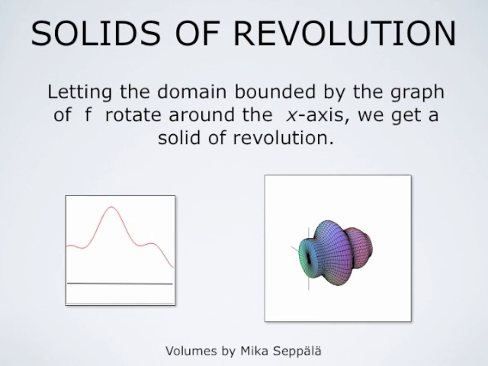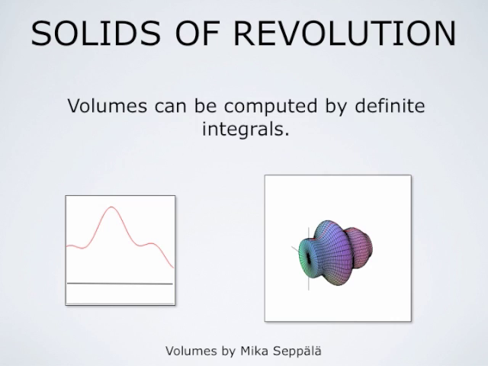Letting the domain bounded by the graph of a function f rotate around the x-axis, we get a solid of revolution. Here on the left we see the graph of the function f, and on the right we see a picture of this corresponding solid of revolution. Our task is to determine the volume of this solid of revolution, and these volumes can be computed by definite integrals. In order to be able to do this, we have to relate this solid to certain Riemann sums.